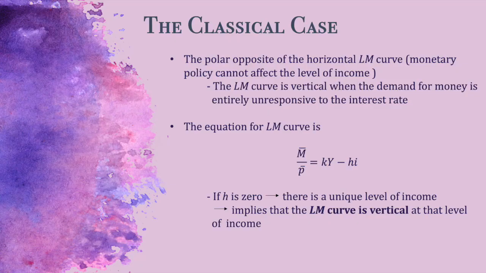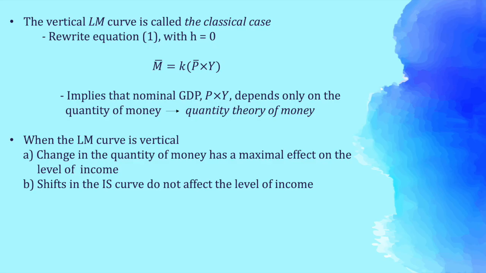The classical case. This is the polar opposite of the horizontal LM curve. Monetary policy cannot affect the level of income. The LM curve is vertical when the demand for money is entirely unresponsive to the interest rate. The equation is this: if h is 0, there is a unique level of income, which implies that the LM curve is vertical at that level of income. The vertical LM curve is called the classical case.